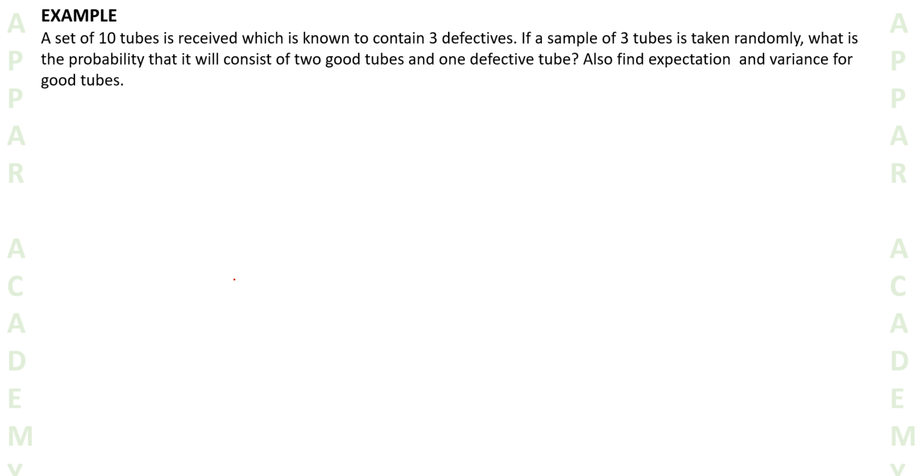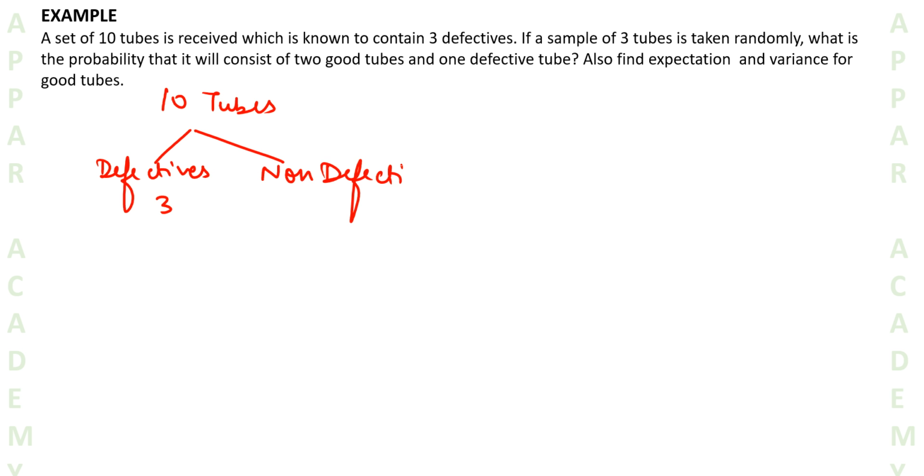There's a question. A set of 10 tubes is received which is known to contain 3 defectives. So out of 10 tubes, defective tubes are 3 and non-defective tubes are, since 3 are defective, 7. If a sample of 3 tubes is taken randomly, basically this 10 is our capital N population size.